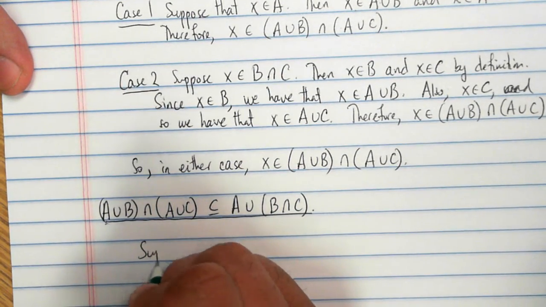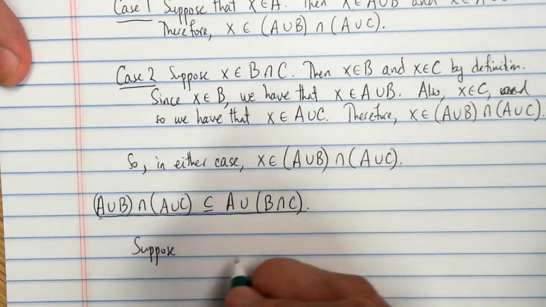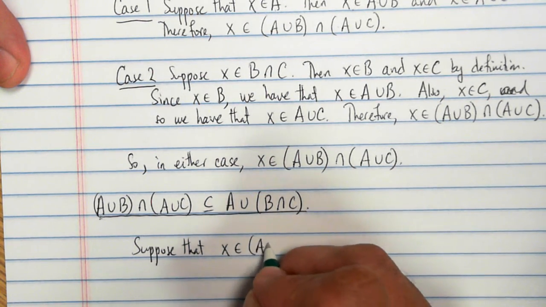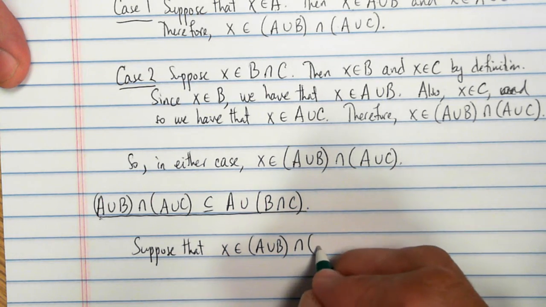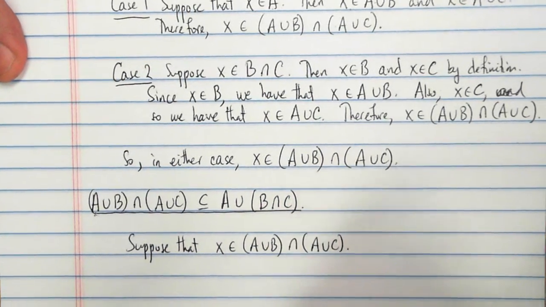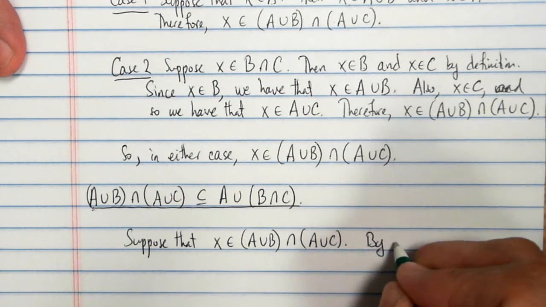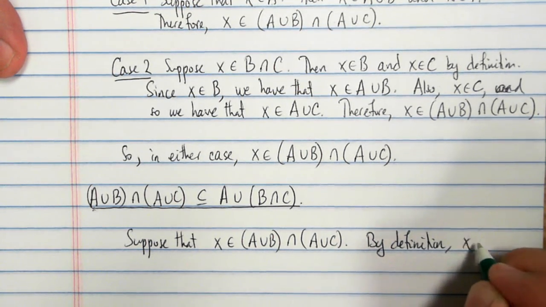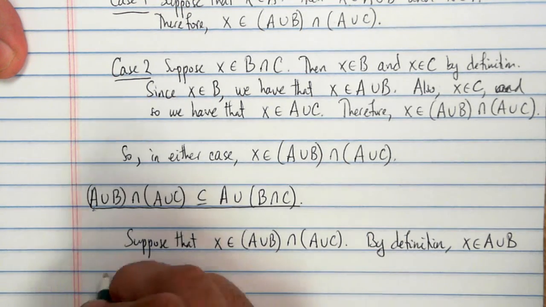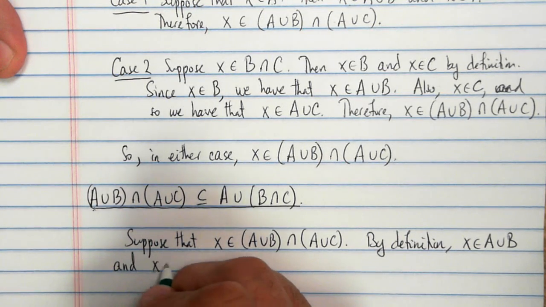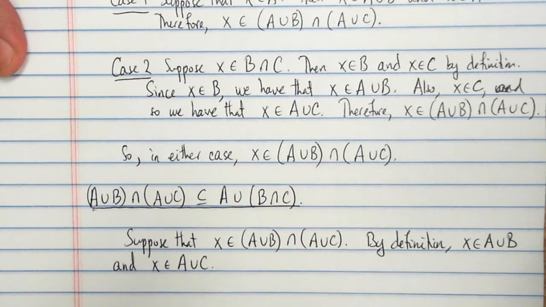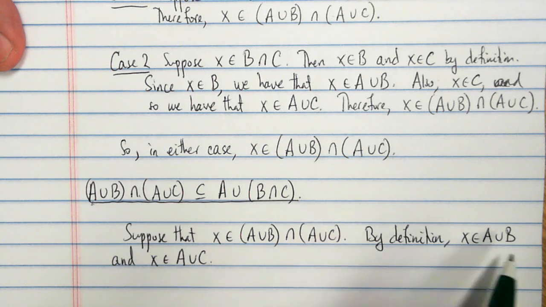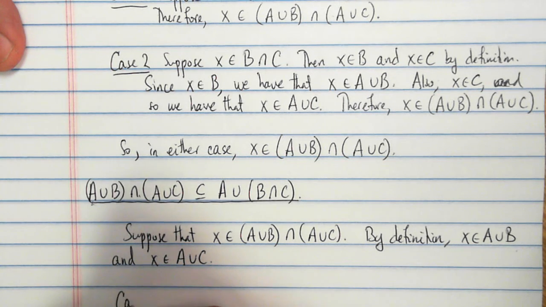Okay, so suppose that X is an element of (A union B) intersect (A union C). By definition, X is an element of A union B, and also X has to be an element of A union C. If it's in the intersection, it's got to be in both sets. All right, now we're going to have two cases here.